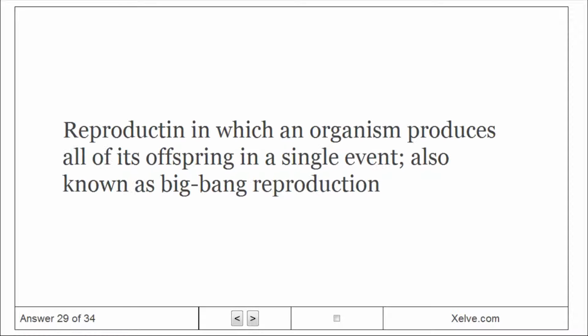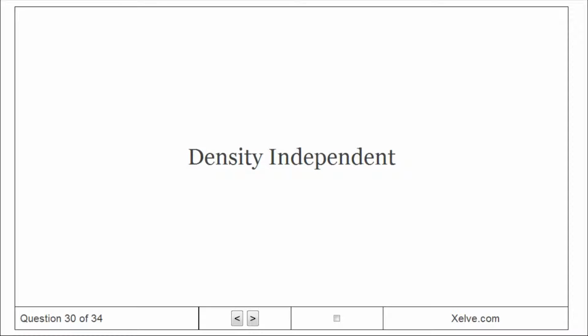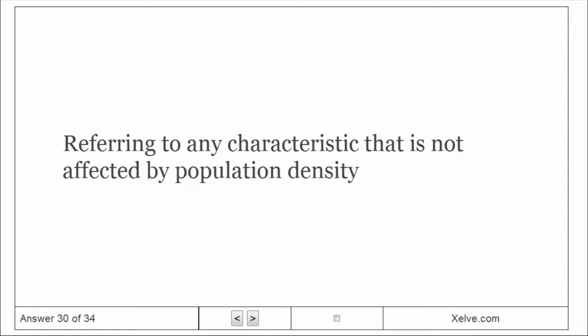Simulparity. Reproduction, in which an organism produces all of its offspring in a single event, is also known as Big Bang reproduction. Density independent. Referring to any characteristic that is not affected by population density.